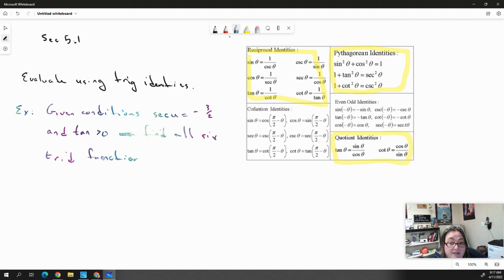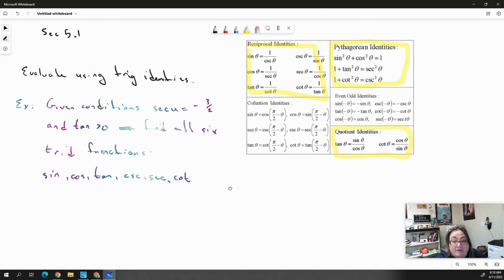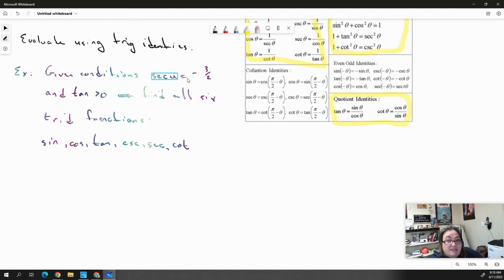They are sine, cosine, tangent, cosecant, secant, and cotangent. So we want to find the values of all of those based on the information that we're given. And right now, the information that we're given is that secant of u equals -3/2, and that tangent is greater than 0.